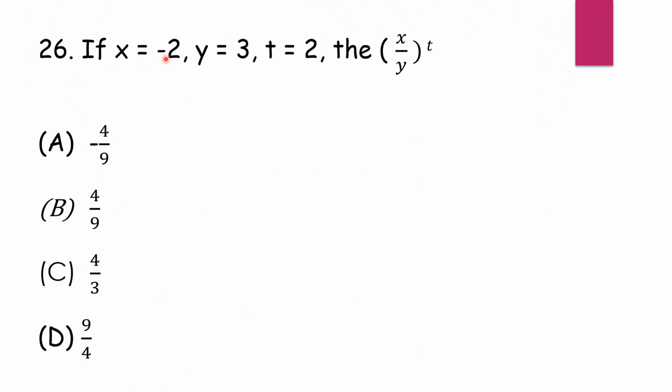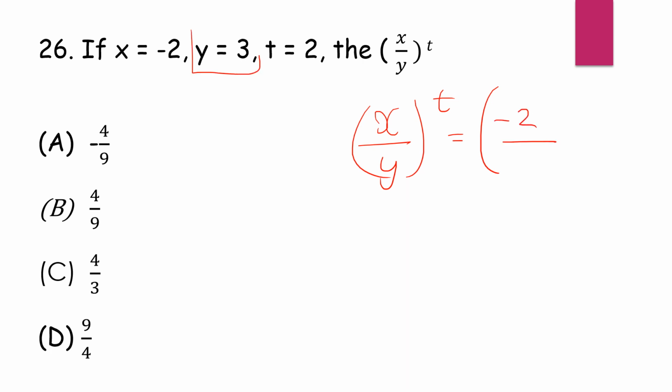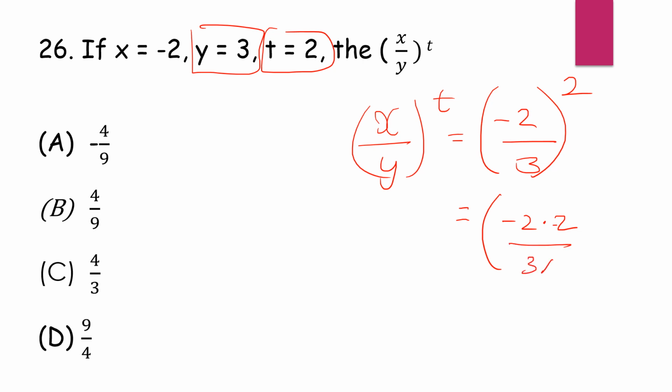26. If x is equal to -2 and y is equal to 3, t is equal to 2, then x over y to the t power. So let's write that. X over y to the t power. So let's substitute. Where we have x, we're going to write -2. Where we have y, we're going to write 3. And it's to the t, which is 2. So when we square something, everything inside the bracket is multiplied by itself. So -2 times -2 over 3 times 3.